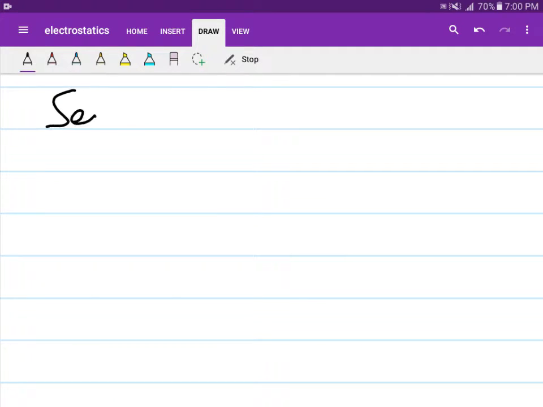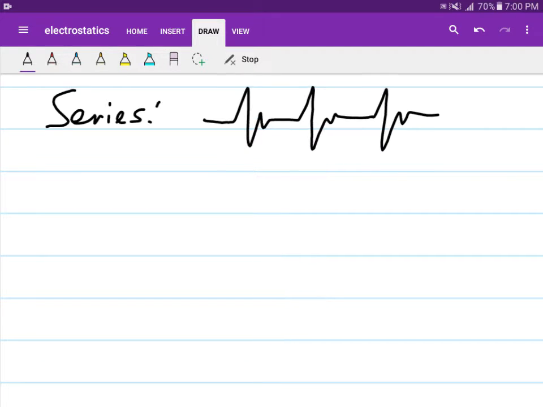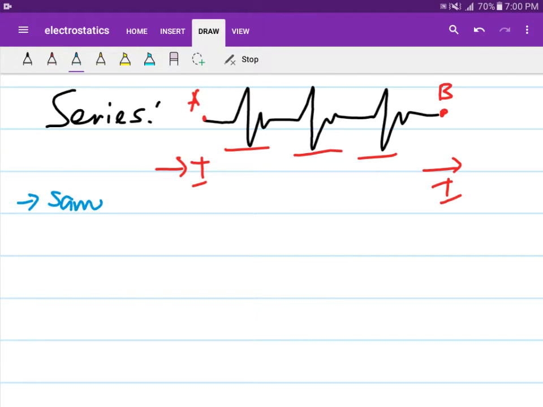So in series connected resistors, if we have a current passing through here at say point A, once it goes through all these individual resistors connected in series, the current at B must be the same. So we say that the current in series connected resistors must be the same.